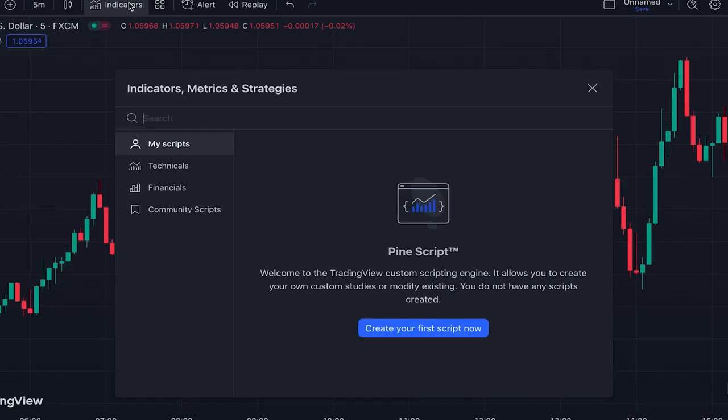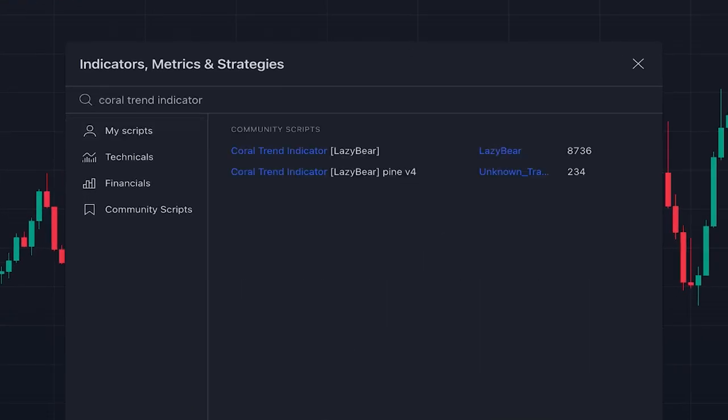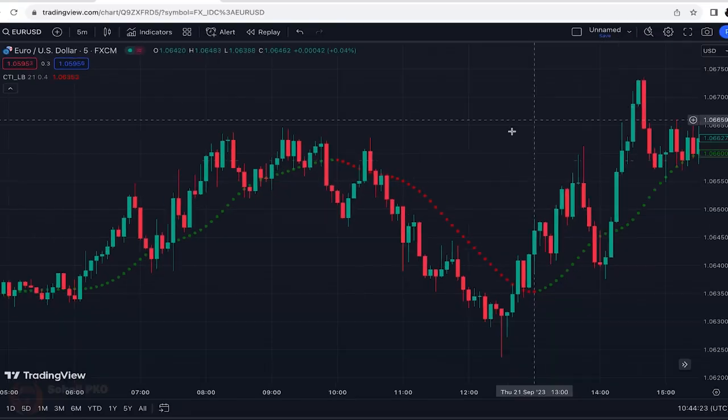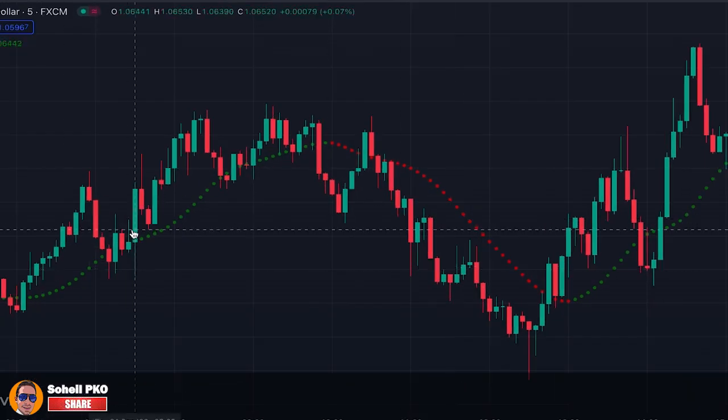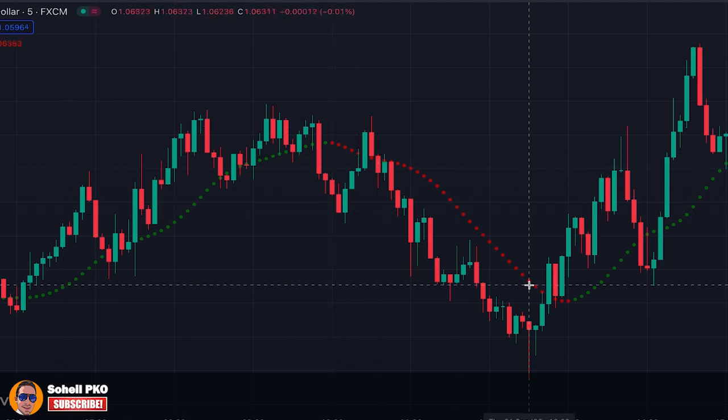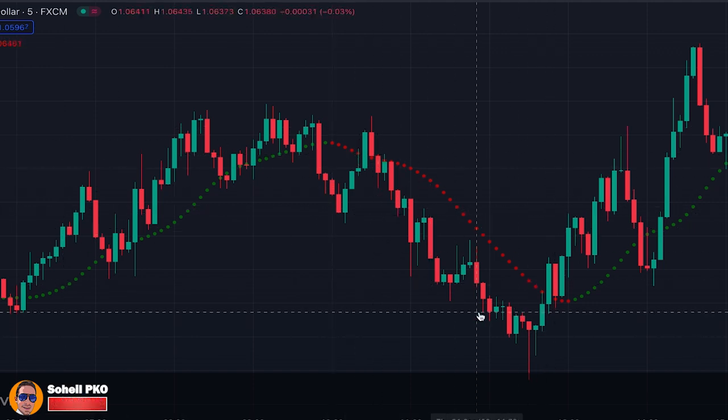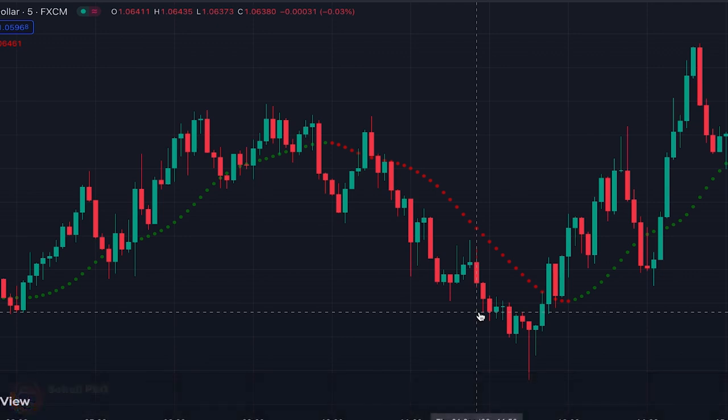Alright, the next indicator that I want to introduce is the Coral Trend Indicator, this one, which is written by Lazy Bear. Alright, this is the indicator, and as you can see, it's overlaid on the price chart in the form of consecutive green and red dots. When it's green, it shows uptrend, and when it's red, it shows downtrend. And it's a perfect tool for showing us the current trend of the market and filtering the false signals that happen during the pullbacks, like the false signals that we had with the other two indicators I explained.